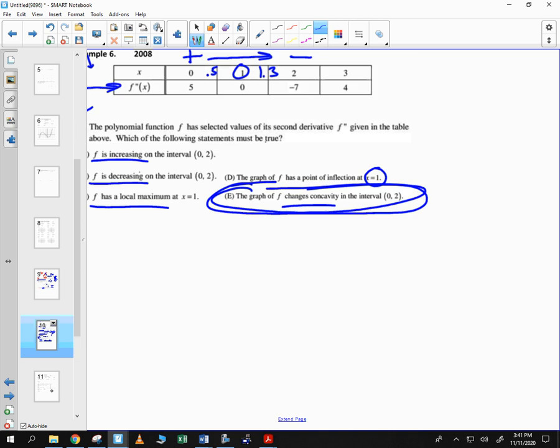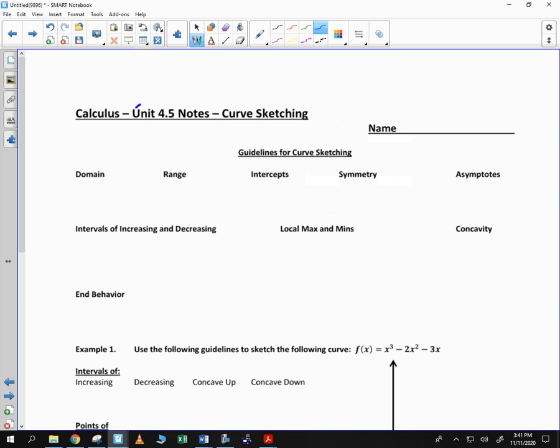Anyway, those are some higher level questions. We're going to get to our next section later on called curve sketching. It's a really good time.